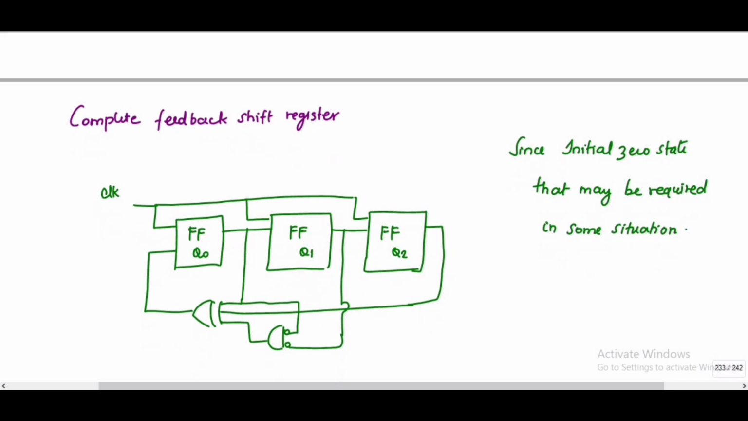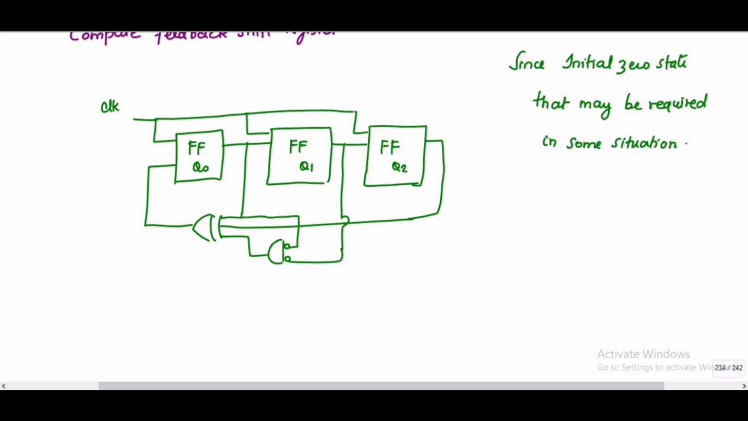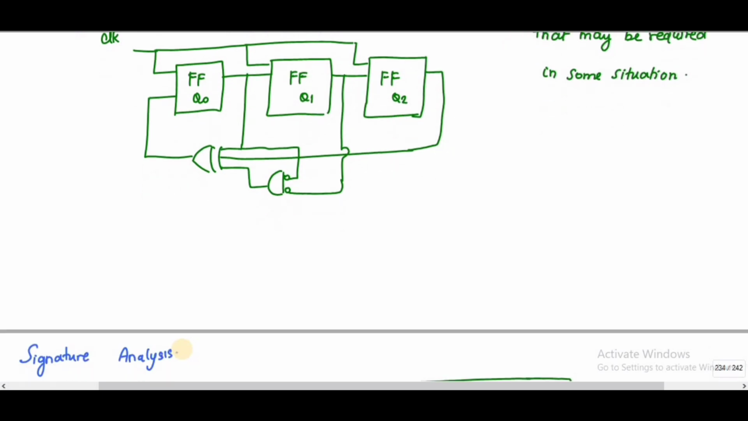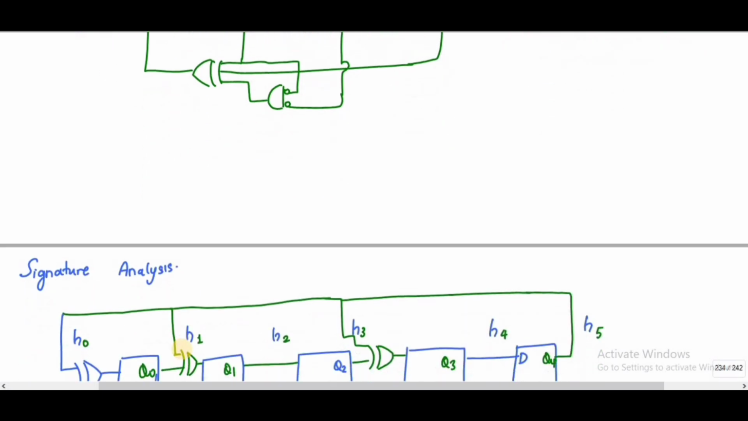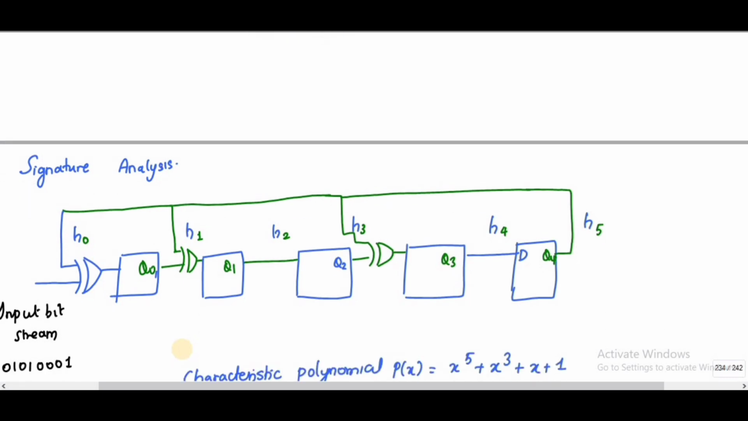In linear feedback shift registers, you know that the initial state may not be 0, but this condition is required in some situations. Therefore, in addition to the XOR gate, I have added one NOR gate, and this is my connection. Due to this connection, the initial state will go to 0 0. So the next topic is signature analysis.